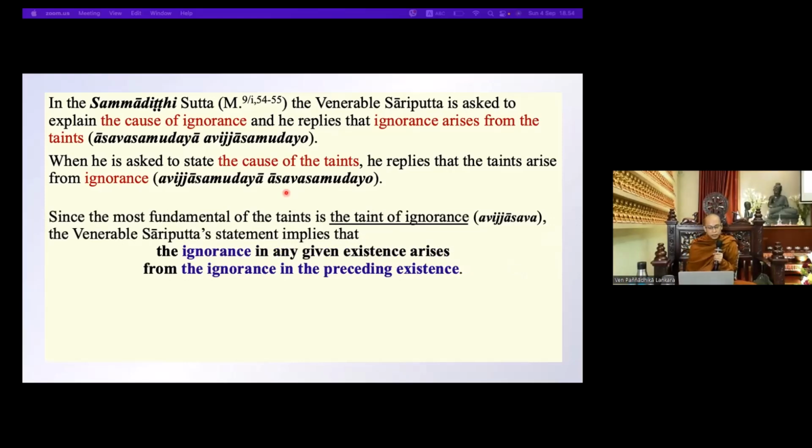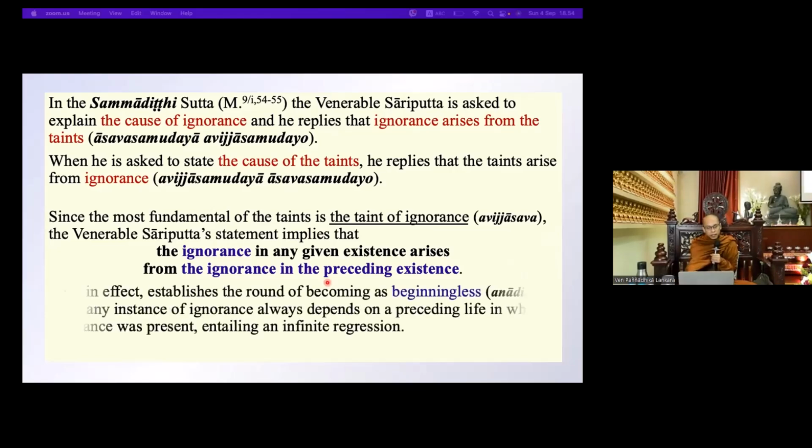Here, the formula is mentioned that the ignorance of any given existence arises from the ignorance of preceding existence, so former existence. So that's why the Buddha said it is beginningless. If you think about the beginning of the avijja, the Buddha already pointed out the beginninglessness of the ignorance. Still, we can find the end.